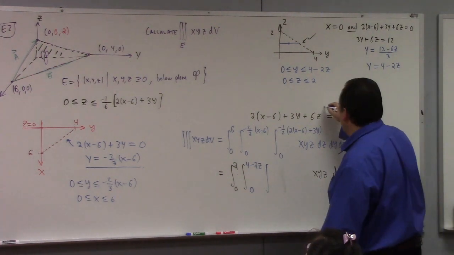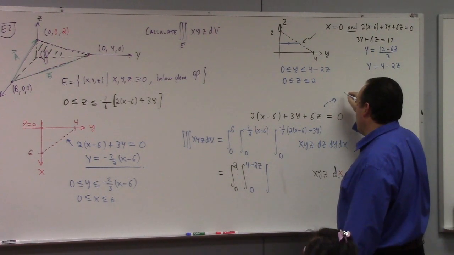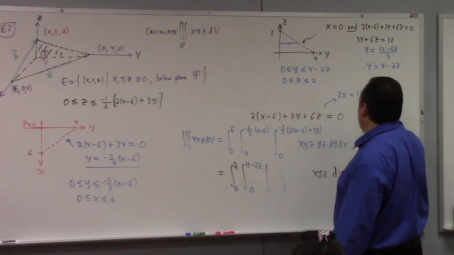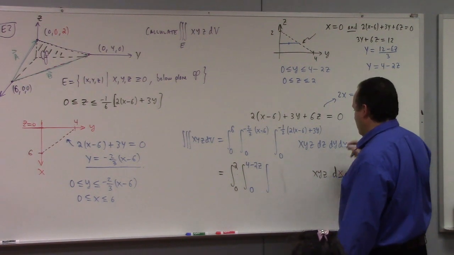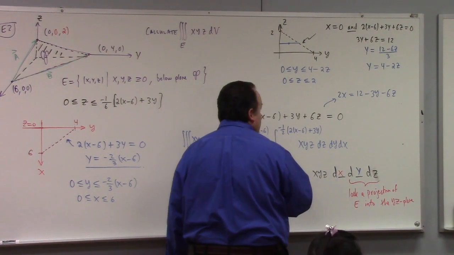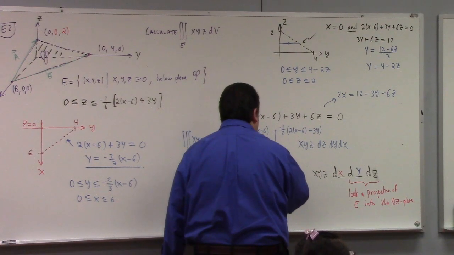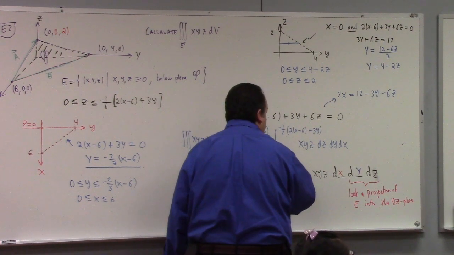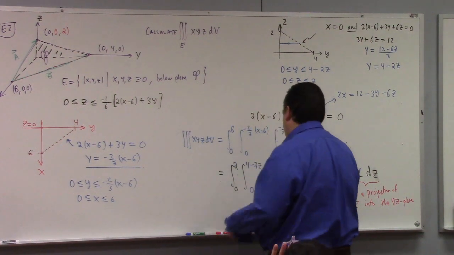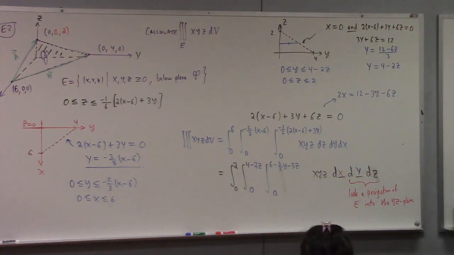So this gives me 2x is equal to 12 minus 3y minus 6z. And of course it's bounded below by the coordinate plane, so I have 0 to 6 minus 3 halves y. 6 divided by 2 is 3 minus 3z. There you go. So if we committed to 0 to 2 for z, that's what I have to figure out for x and y.